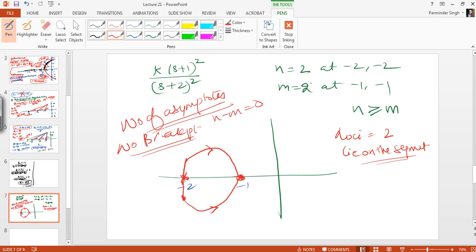So this is somewhat a special case where you do not have any segment, you do not have any asymptotes, you do not have any breakaway point, but you need to show the root locus. So that is this thing. Clear? Now the important part over here is you need to remember, if there are two poles at the same point, it is to be treated as 2. If there are two zeros at the same point, it is to be treated as 2. Clear?